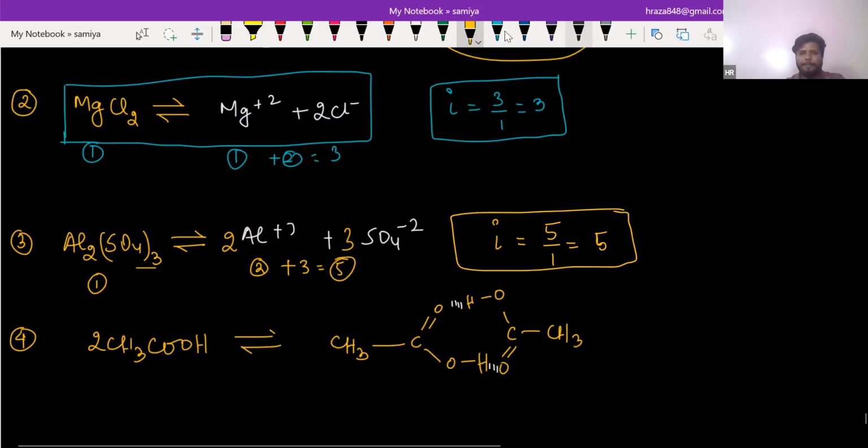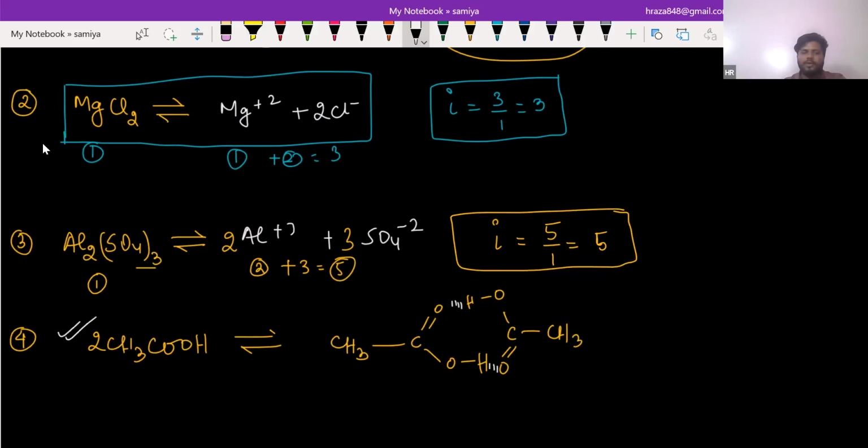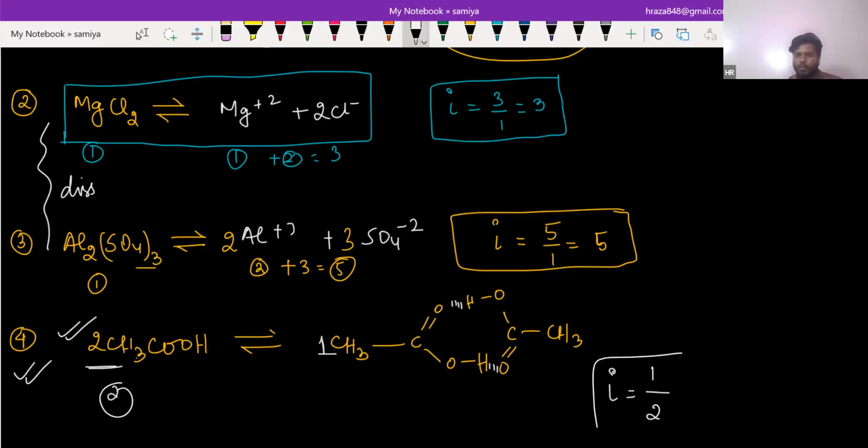Got it, everyone? Yes, sir. Now see, this is basically association. These 3 examples are for dissociation. Now you can see 2 is becoming 1. i is equal to, after association, since here it is associated, 2 is becoming 1 mole. So after association it is 1, and before association it was 2. So i is equal to 1 by 2.